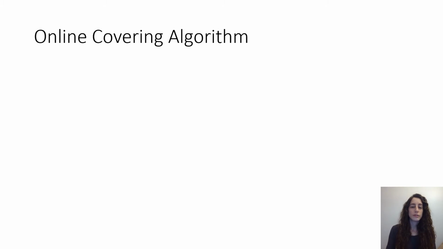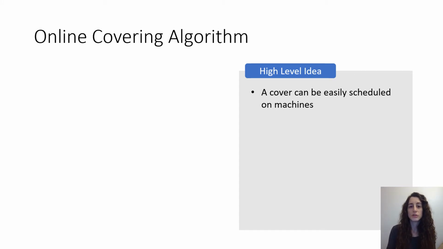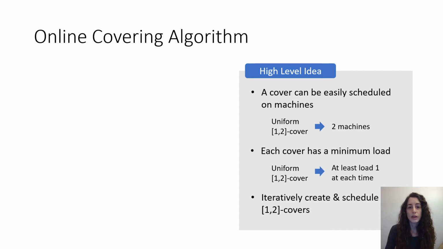Now, why are covers useful? A cover can be easily scheduled on machines. In the uniform case, we just saw that a 1 to cover at any point has load at most 2. So 2 machines that are open for the whole time horizon are sufficient to schedule all the intervals in the cover. At the same time, each cover has load everywhere at least 1. So for each time, we are using at most 2 machines to schedule at least 1 unit of load.